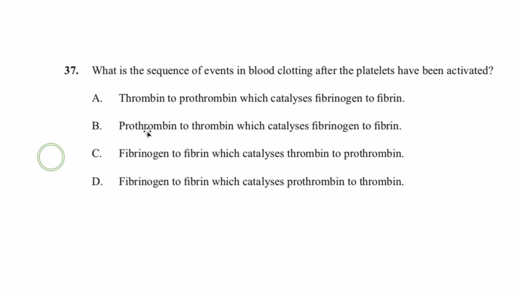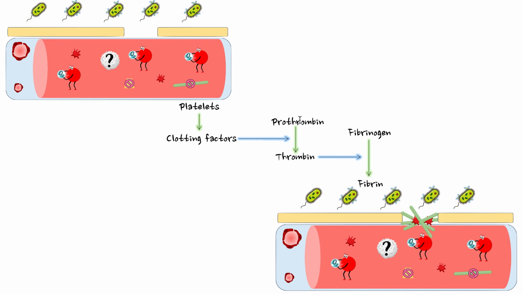So, okay, let's look at B. Prothrombin to thrombin, right? And then thrombin will convert fibrinogen to fibrin. So catalyze just means to speed up, to cause to happen. So prothrombin to thrombin, yes, and then thrombin will catalyze fibrinogen to fibrin. That's true. We looked at that here, right? Let's go back to this. Prothrombin to thrombin. Thrombin will catalyze fibrinogen to fibrin.